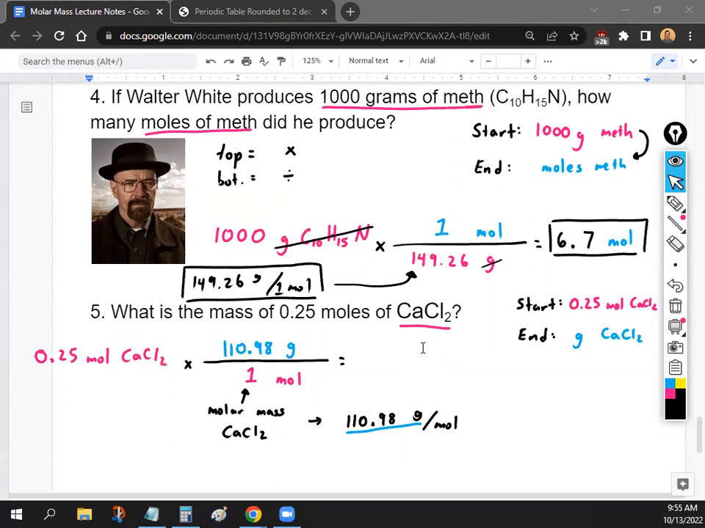Yeah, molar mass is always 1 mole. So if that kind of helps you, just always put 1 next to moles.